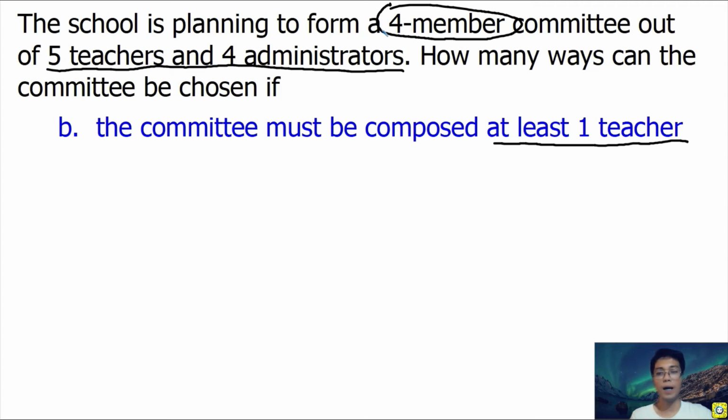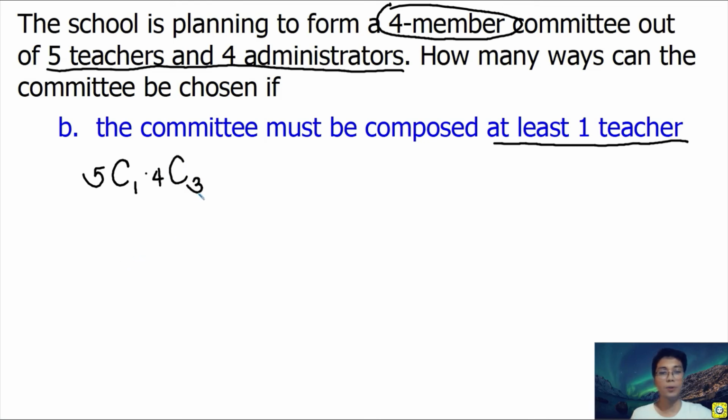So, medyo mahaba yung ating magiging solution dito. Mag-start ka muna kapag isa yung kukunin. Kapag isa yung kukunin na teacher, ibig sabihin, ilan ang admin na kukunin? Ang admin natin na kukunin this time ay magiging 3. Kasi kung isa ang teacher, dapat 3 yung admin para 4-member committee. So, ang pamimilian, 5 teachers. So, that's equal to 5 chosen 1 times, yung isa naman po ay 4 chosen 3.